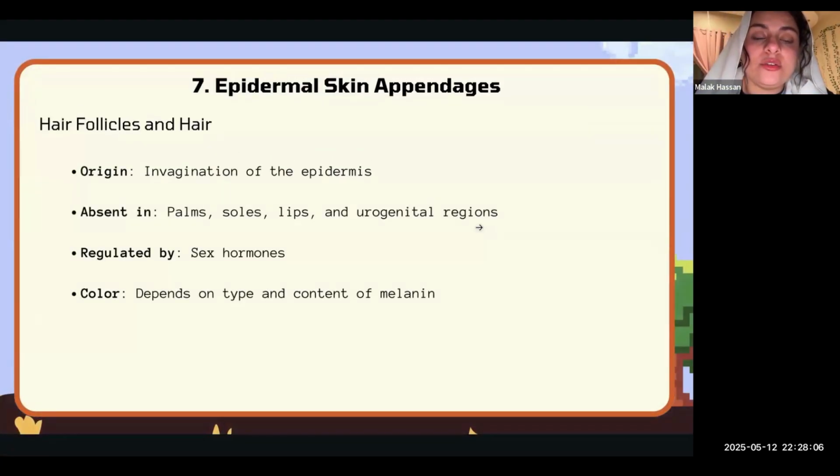Now, what are the hair follicles and the hair? What is their origin? It's an invagination of the epidermis. So the epidermis goes down like this and forms an invagination. It's absent in the palms, the soles, the lips, and the urogenital regions. It's regulated by sex hormones, and the color depends on the type and content of the melanin.